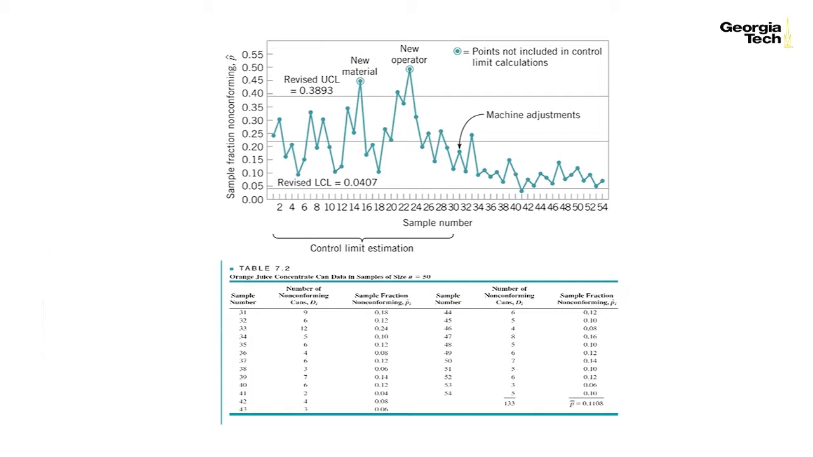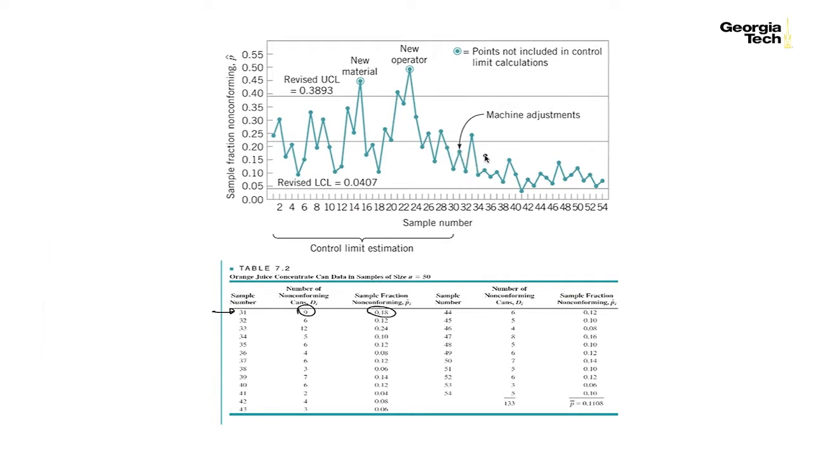As I said, phase 2 is online monitoring, 1 point at a time. So this is the revised LCL and UCL obtained from phase 1. This is the control limit estimation, which is phase 1 again. From sample 31, I have phase 2, and it's one sample at a time. So at sample 31, I collect a sample of 50 frozen orange concentrate cans. 9 of them have a problem, which is 18%, and I plot this 18% here.